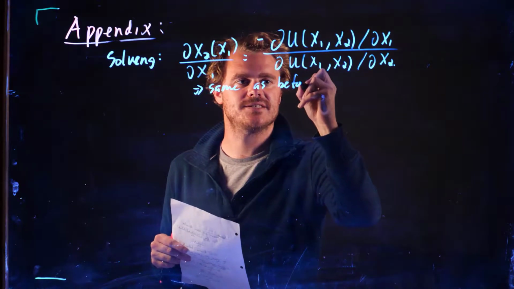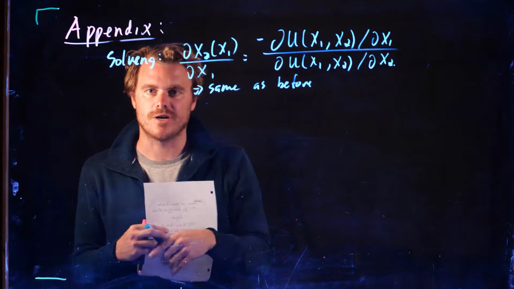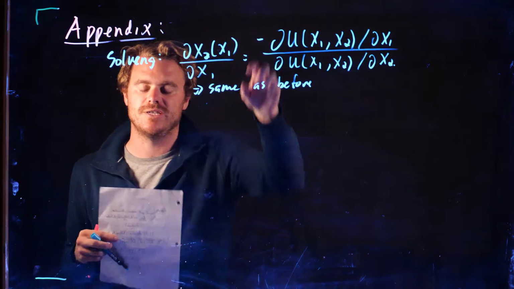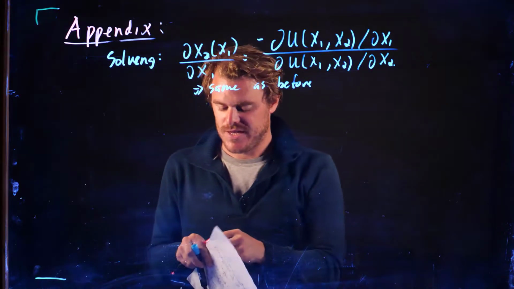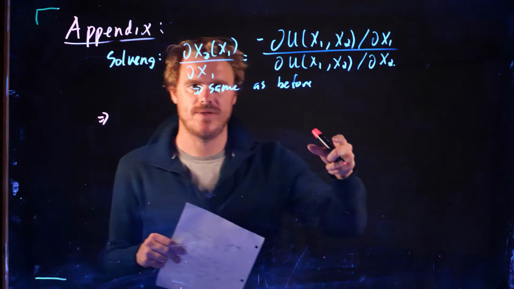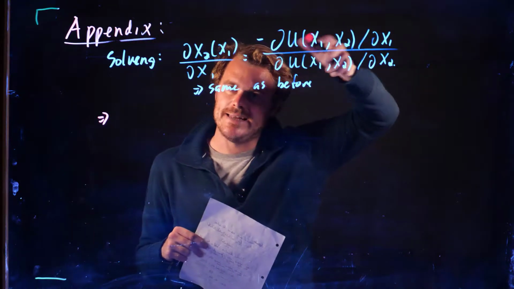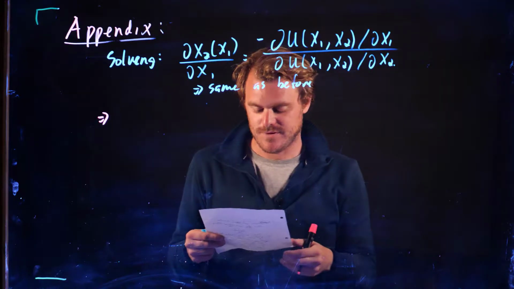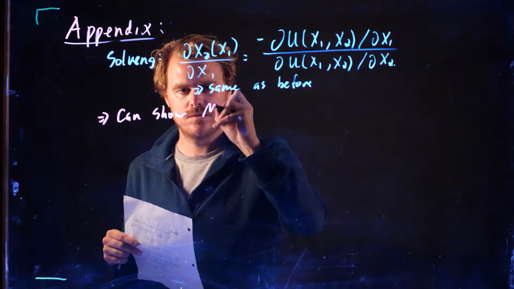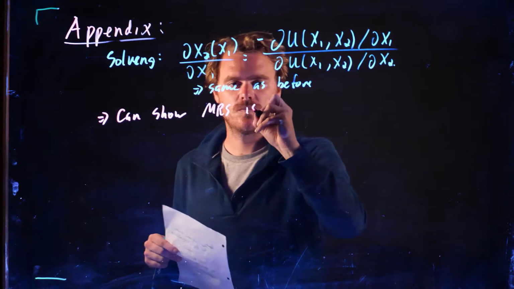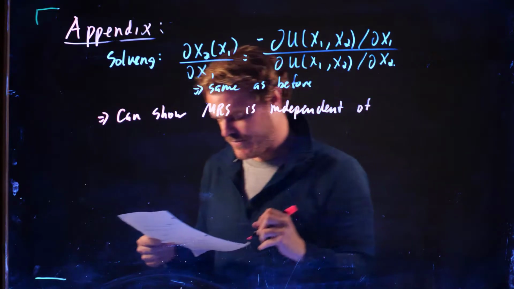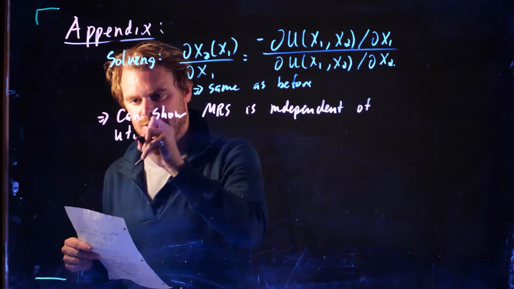Same as before in the sense of both in the chapter as well as when we just took the partial derivatives as opposed to using this implicit function. The nice thing about using these implicit functions is we can show that the MRS is independent of monotonic transformations. Can show it is independent of utility representation.